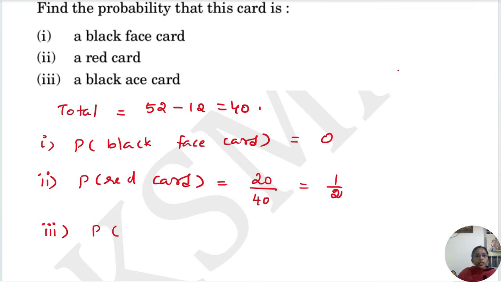And for the third subdivision, black ace card. How many black ace cards are available? Only 2. So 2 divided by 40, which is equal to 1 by 20.